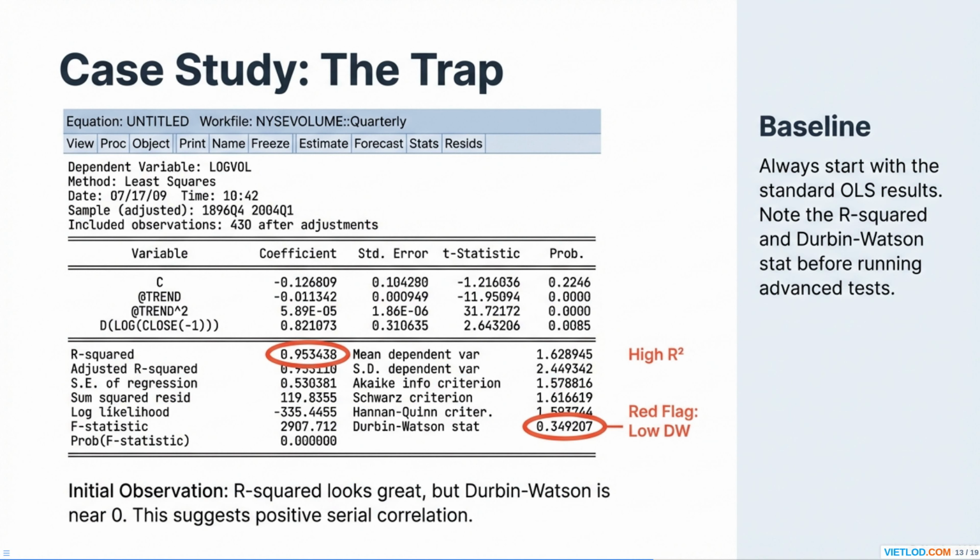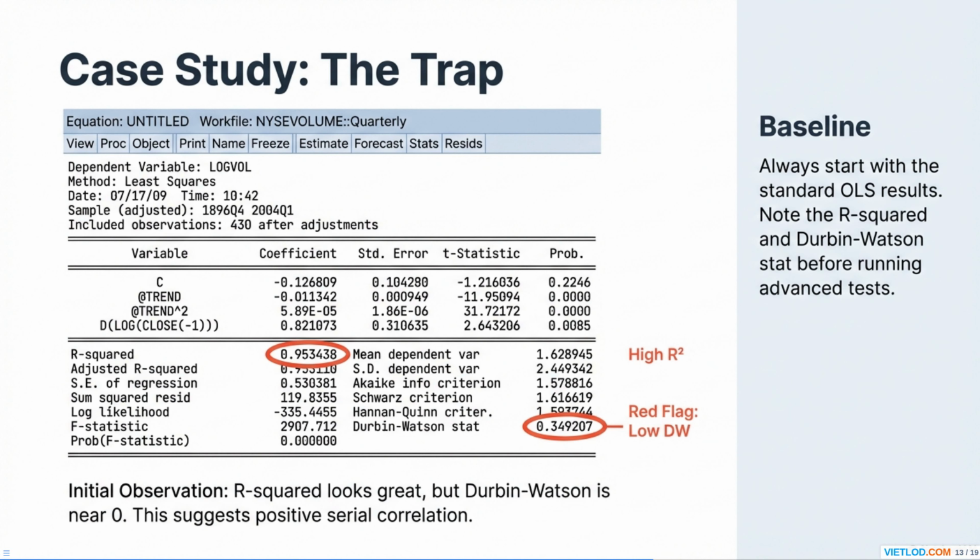Let's look at a practical case study involving a model of stock market volume. Our first step, as always, is to establish a baseline by running a standard ordinary least squares, or OLS, regression. At first glance, the results of this initial model appear quite impressive. We see an R-squared value of over 0.95, which suggests that our model explains more than 95% of the variation in the dependent variable. This often leads to a false sense of security.